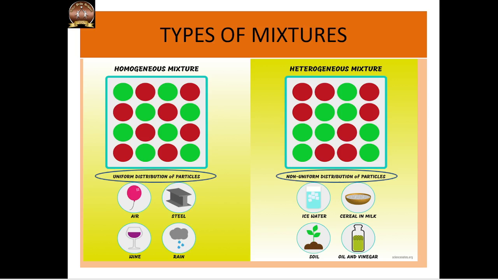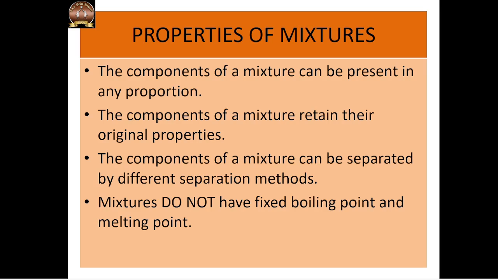So homogeneous mixtures would have a uniform distribution of the particles which make it up. Heterogeneous mixtures would have non-uniform distribution of the particles which make it up. Let's take a look at the properties of mixtures then.